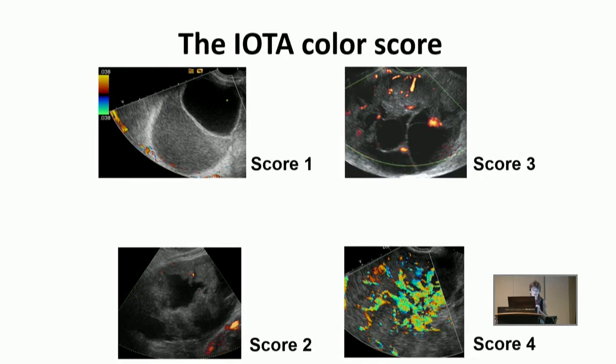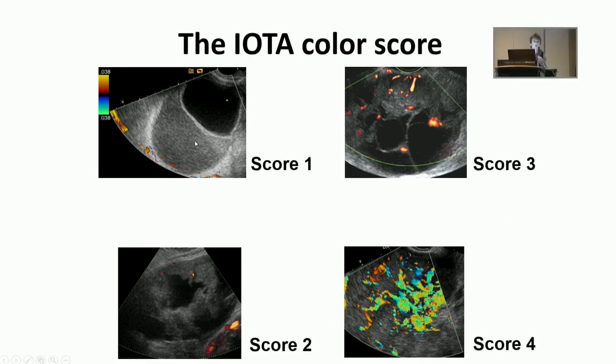The IOTA color score is based on subjective evaluation of the color content of the tumor scan and is rated as a color score of 1, 2, 3, or 4. A color score of 1 means that no color Doppler signals are detectable in the adnexal mass. A color score of 2, that a minimal amount is detectable. A color score of 3, that a moderate amount is detectable. And a color score of 4, that abundant color is detectable.